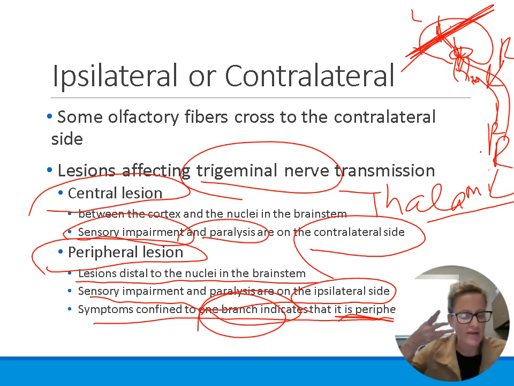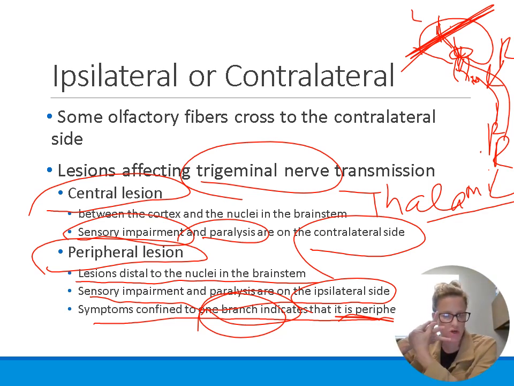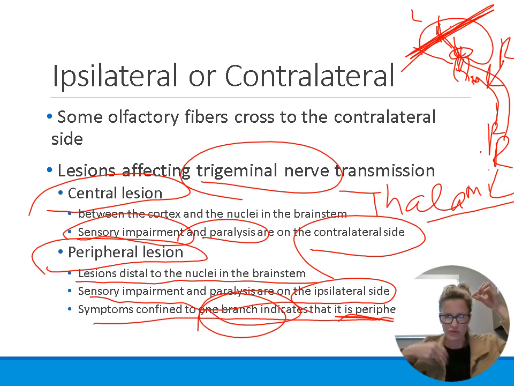Because if it's only affecting one little branch of that nerve, right, the problem has to be right there at that branch. It can't be higher up. If the problem's up in the cerebrum, everything downstream is going to be affected. So again, with trigeminal neuralgia, sometimes it's just one of the branches that's impacted. That tells you it's a peripheral lesion, not a central lesion.